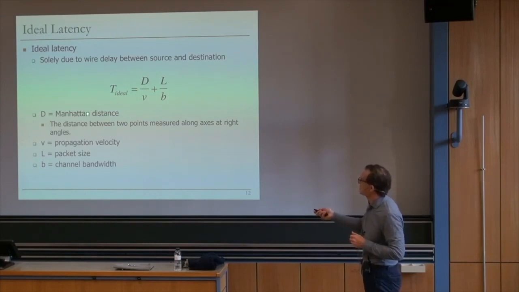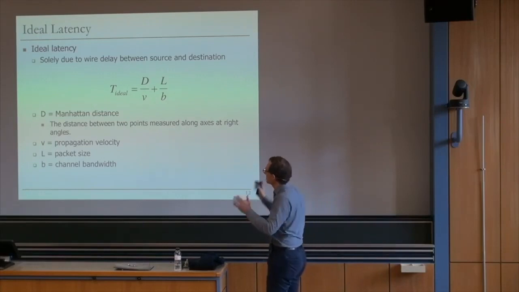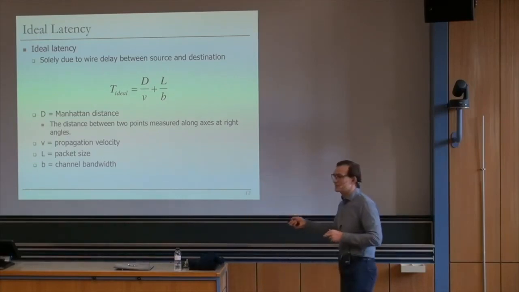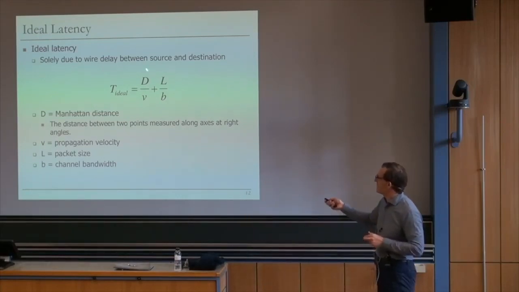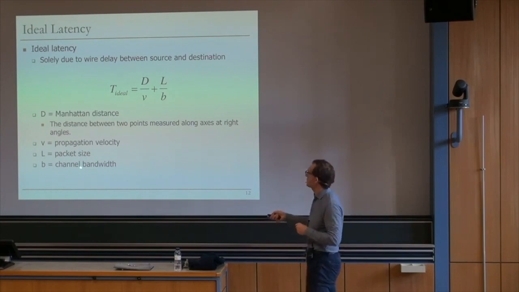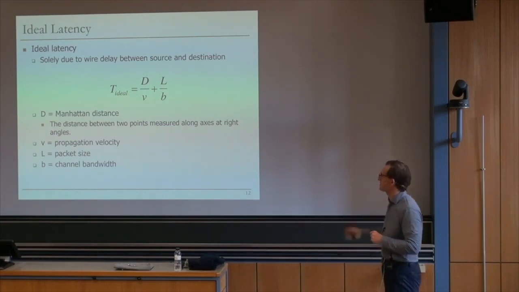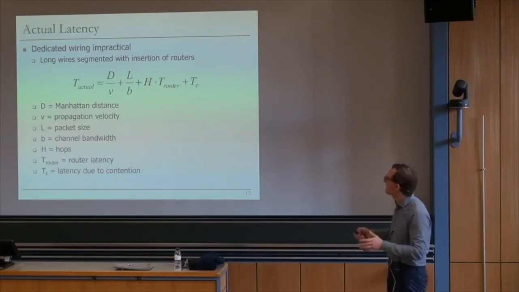There's some distance. The distance between 2 points measured along axes at right angles, Manhattan distance. And then there's some propagation velocity of the signal. And you have that d divided by v. And also you have some packets, right? You have a packet size and channel bandwidth. And you basically put some number of flits. So that's the ideal latency. And you can study it. It's not that interesting in the end.